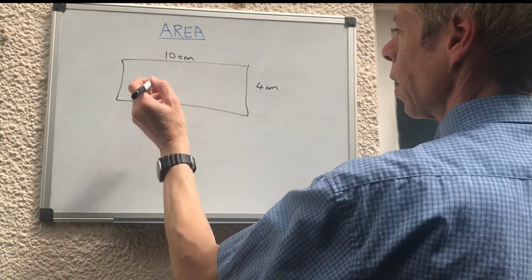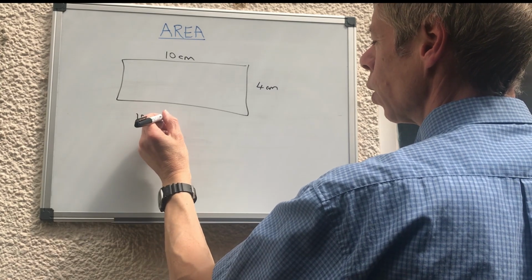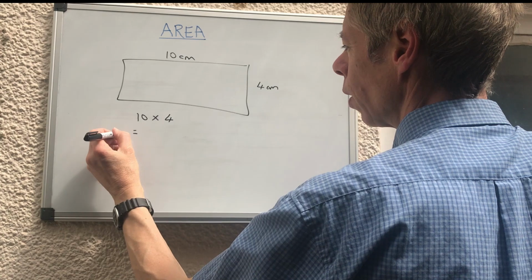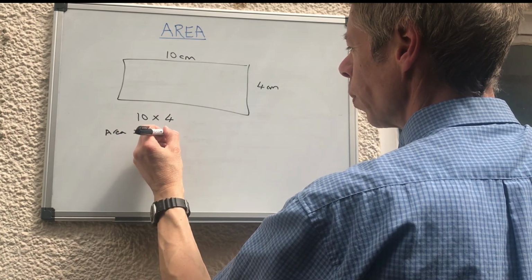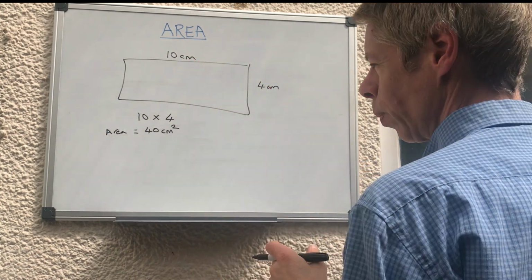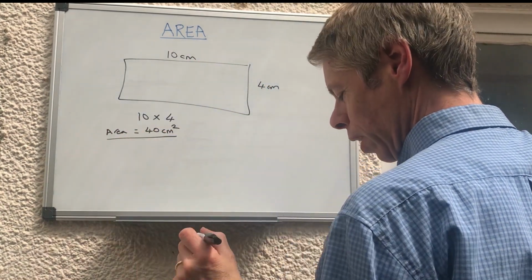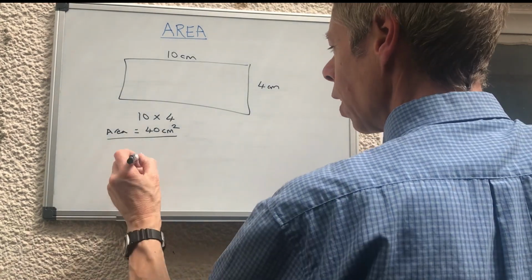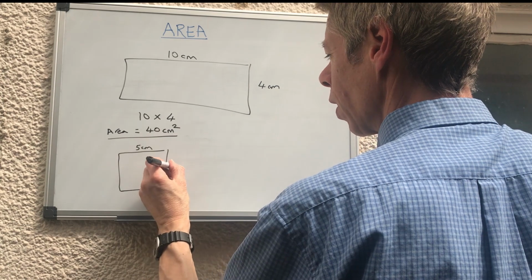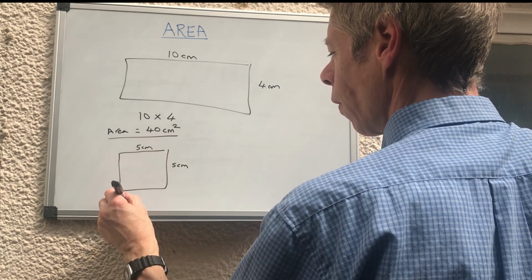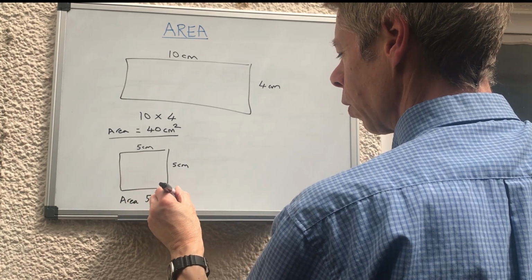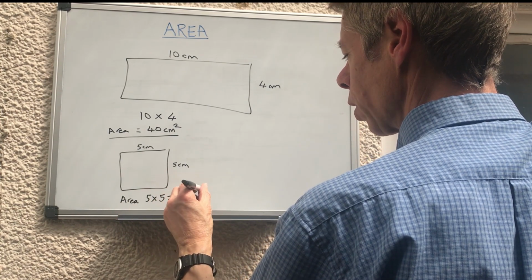So the length is 10 centimetres, the width is 4 centimetres, so the area equals 40 centimetres squared. It's squared because we've multiplied centimetres by centimetres. The units are very important. Teachers get very annoyed if you leave them out. Okay, so if we had a square which was 5 centimetres by 5 centimetres, the area would be length, which is 5, times width, which is 5, equals 25, and don't forget the unit, centimetres squared.